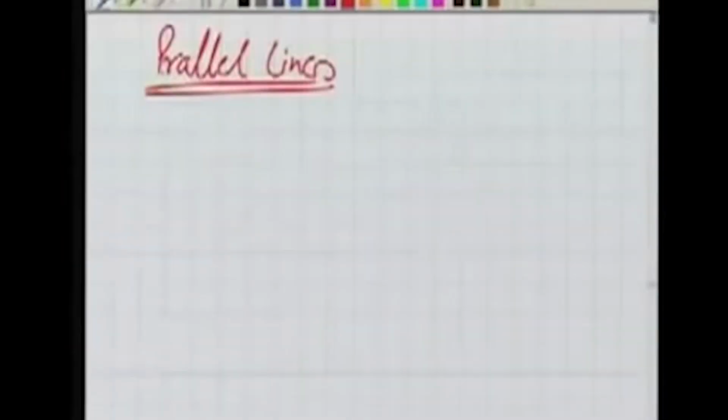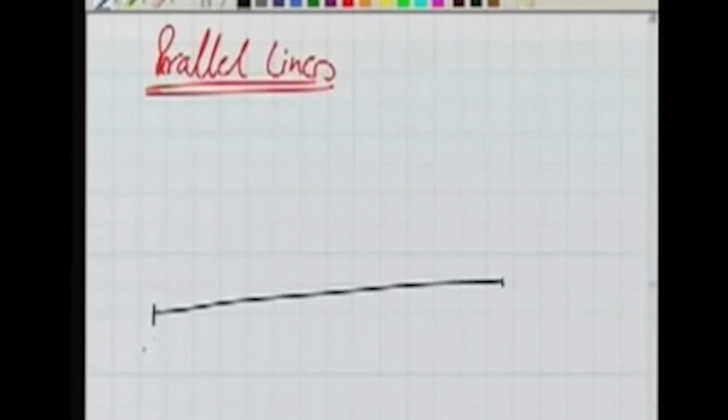There may be some other problems. These problems are marking parallel lines, P-A-R-A-L-L-E-L, marking the parallel lines. If there is a line AB, we want to set out a line parallel to this AB from a point C.